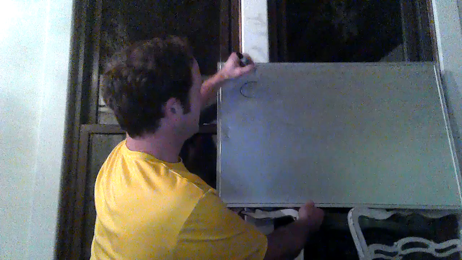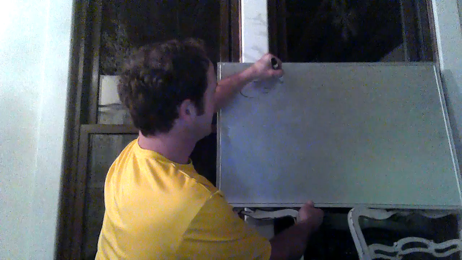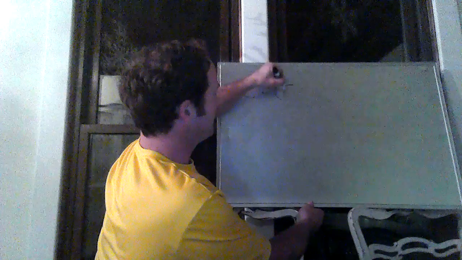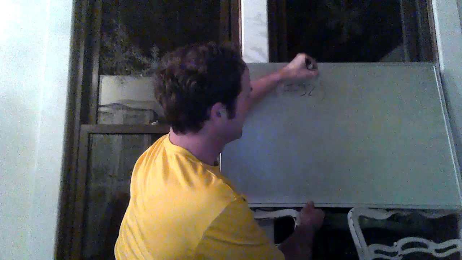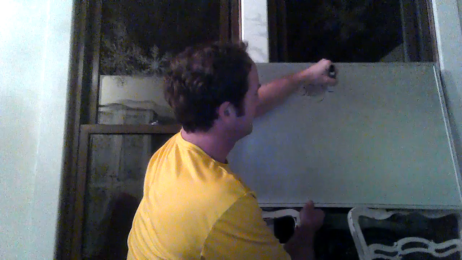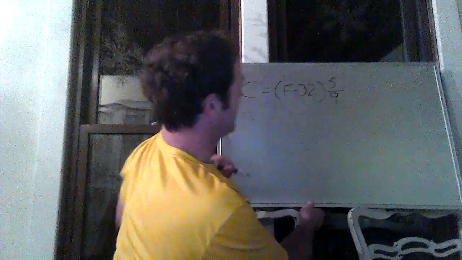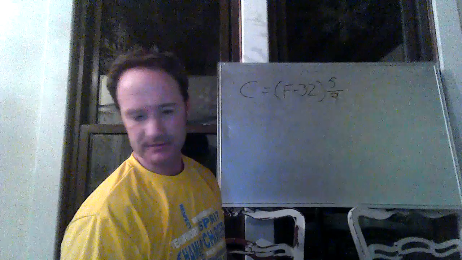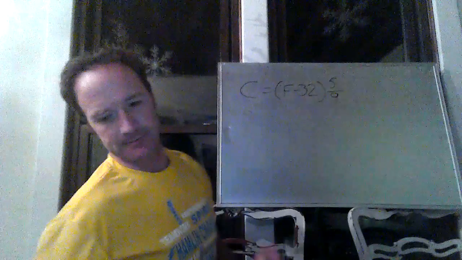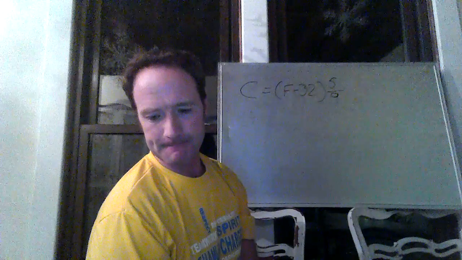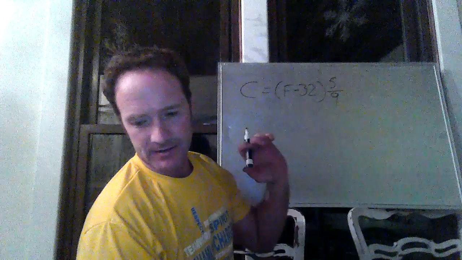All right, the important part of the lesson right here would be this equation. Degrees Celsius, which will have C, equals degrees Fahrenheit minus 32, times, make sure I got it right, 5/9. Degrees Celsius equals Fahrenheit minus 32, all of that quantity times 5/9. That's what we need to do.